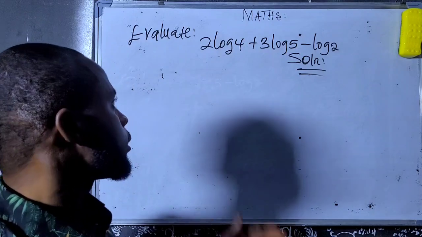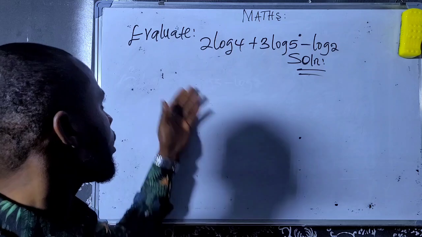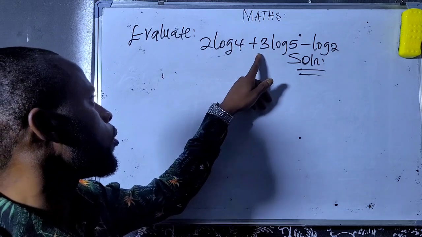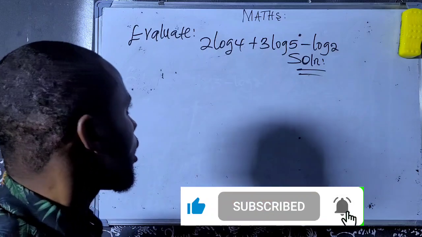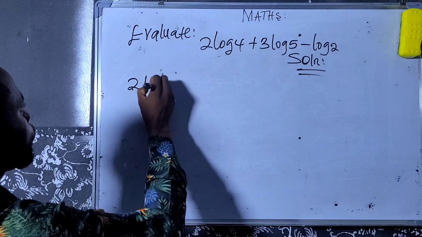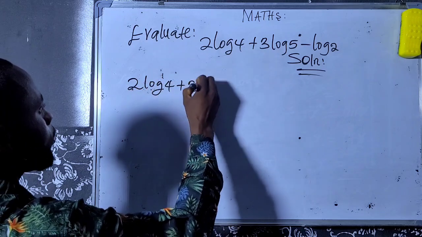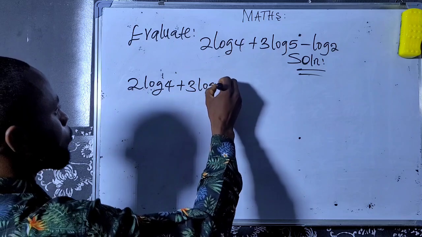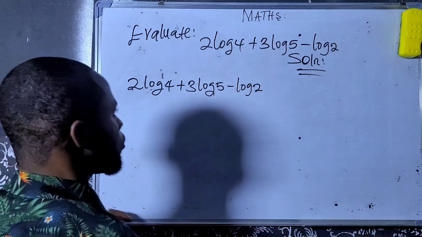We had to evaluate this logarithmic expression here on the board. We have 2 log 4 plus 3 log 5 minus log 2. And I put down here solution. We have 2 log 4 plus 3 log 5 minus log 2.